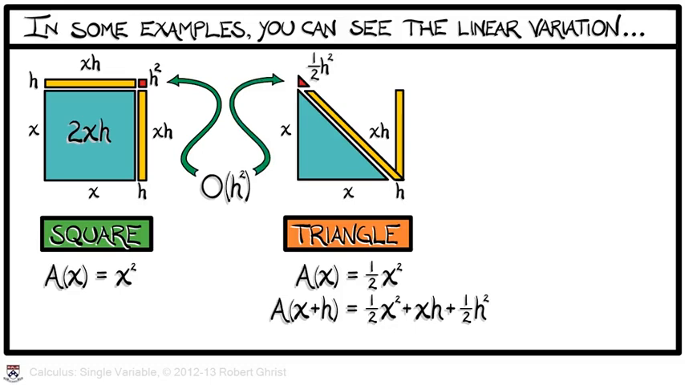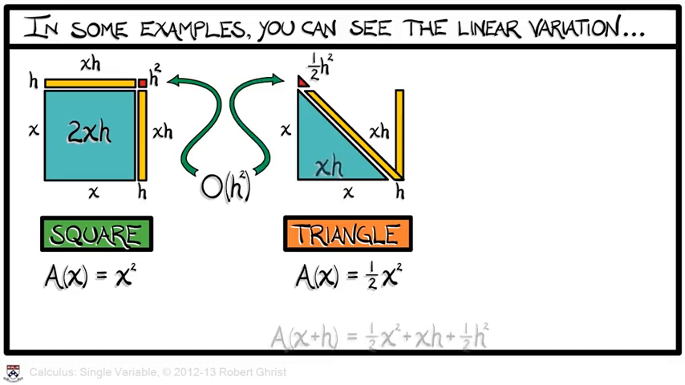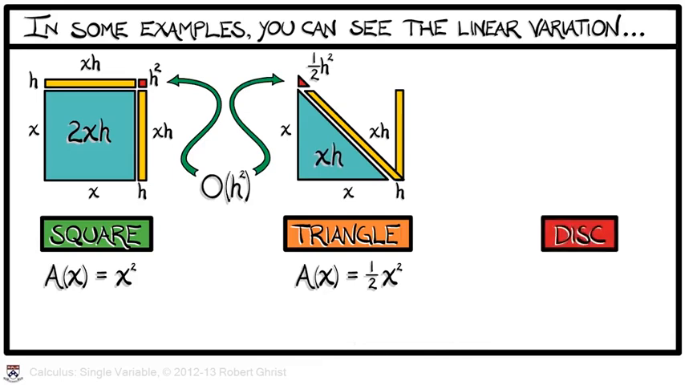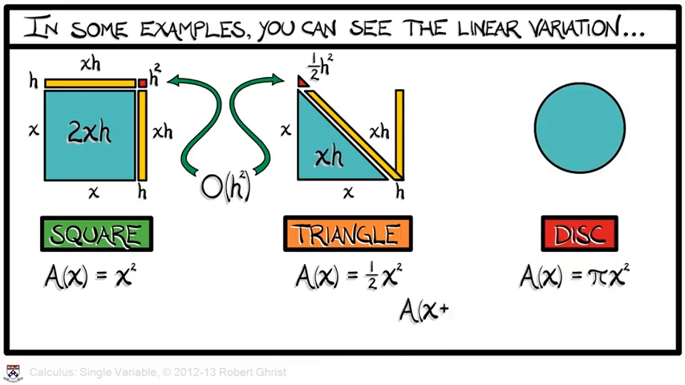The leftover material is in big O of h squared. Lastly, for a circular disk of radius x, we have that the area is pi times x squared. What does the variation look like in this case? A of x plus h is pi x squared plus 2 pi x h plus pi h squared.